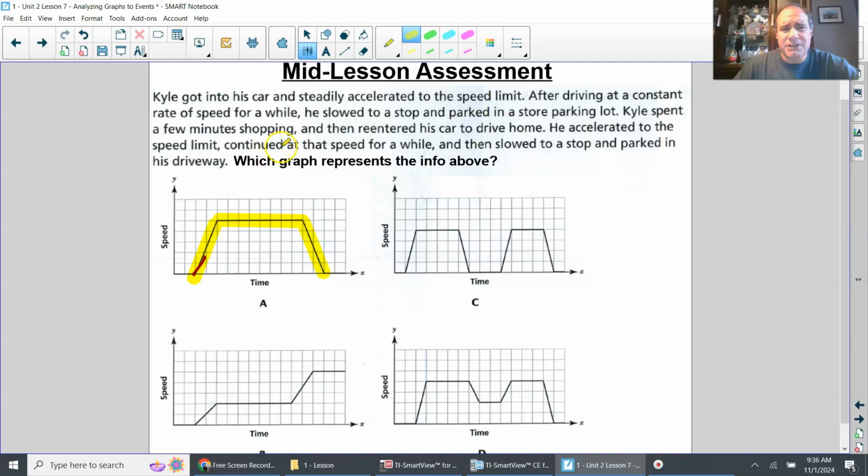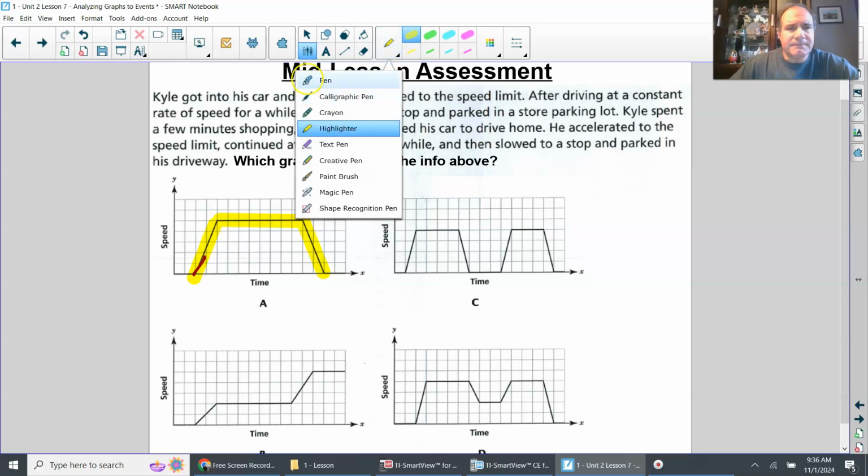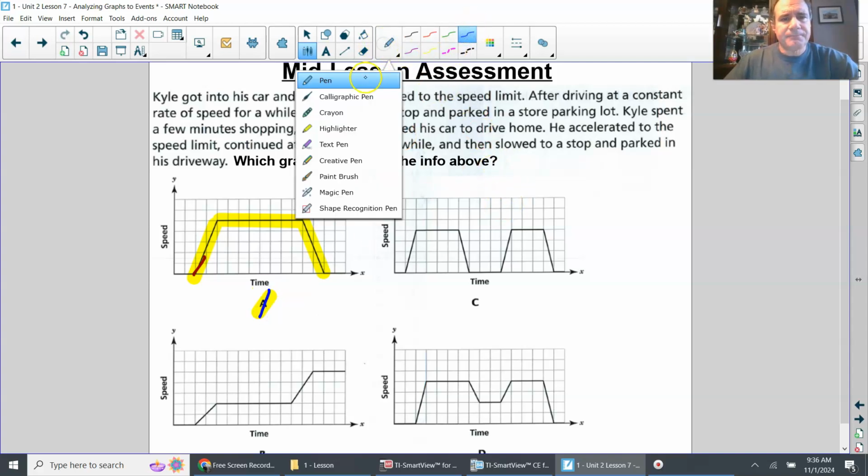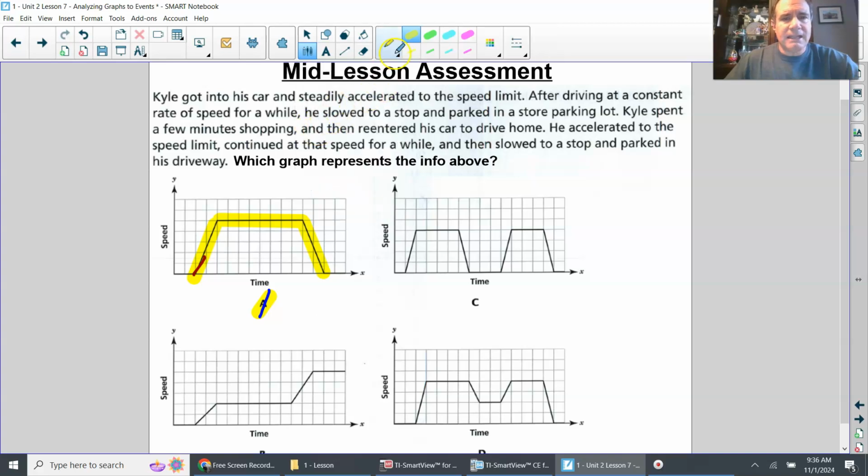Kyle spent a few minutes shopping, then re-entered his car to drive home. He accelerated to the speed limit. This does not have any of that second part of the information down, so I'm going to cancel this out right away. So let's go back and see if we can do this with C.